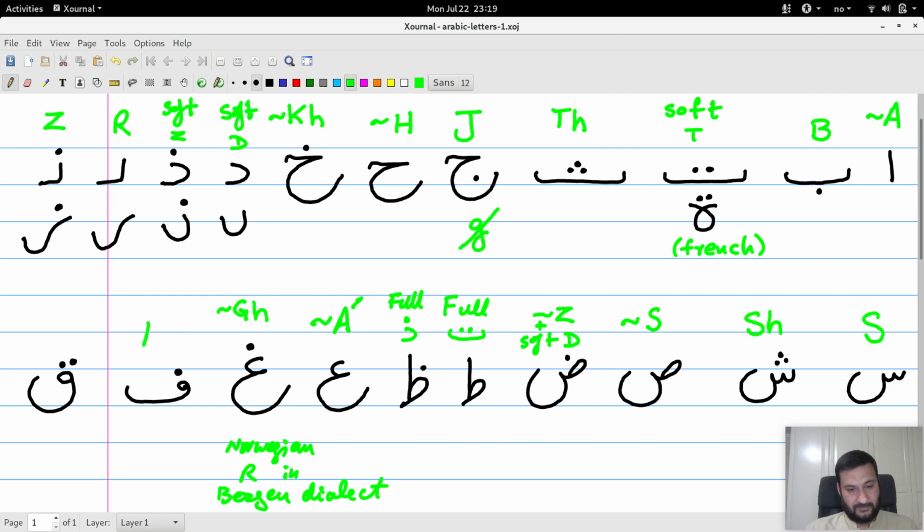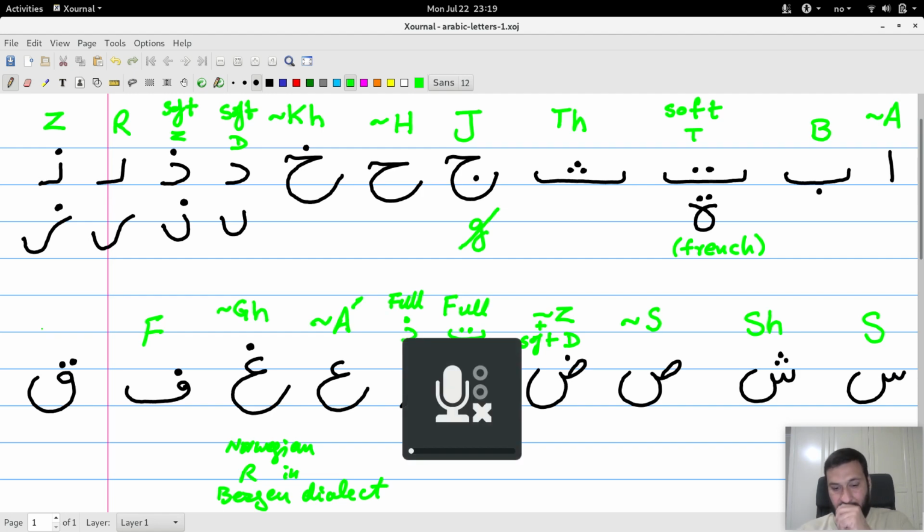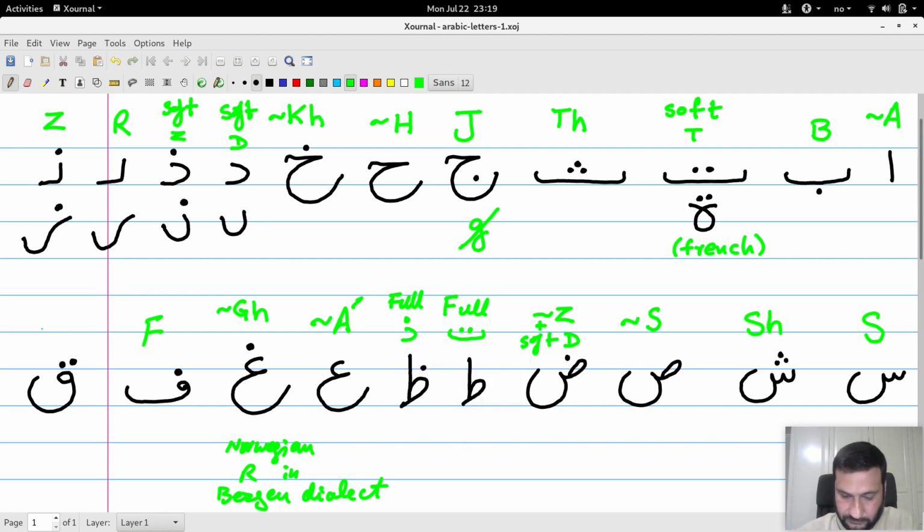Fa is F, and qaf is not K. You can say it's a full mouth K. It's a full sound. So qaf is, you can say, closely resembles Q. Okay, so Norwegians will misinterpret this. So let me write this like this, Q. And this is a full sound.